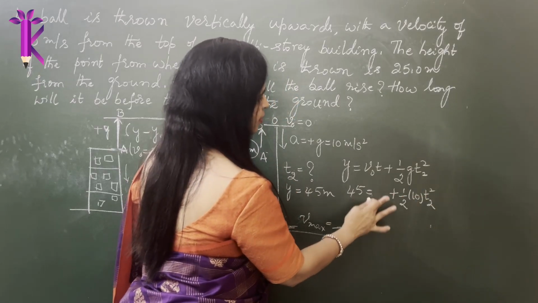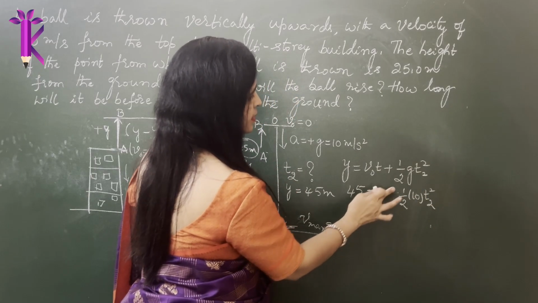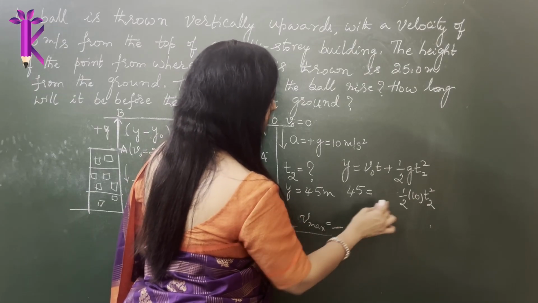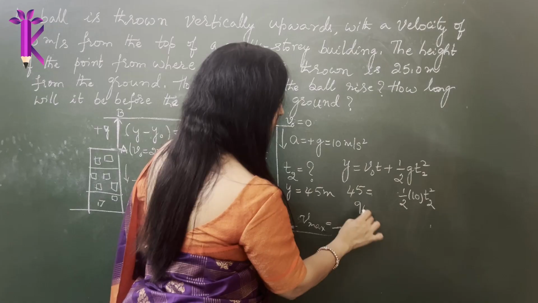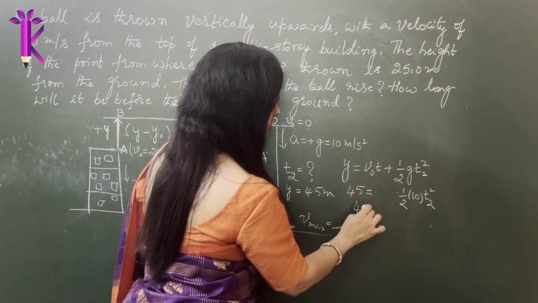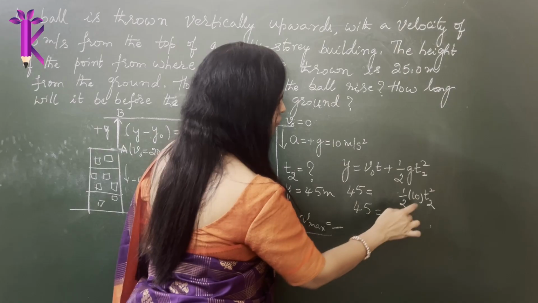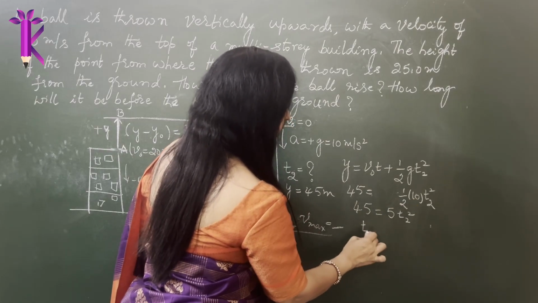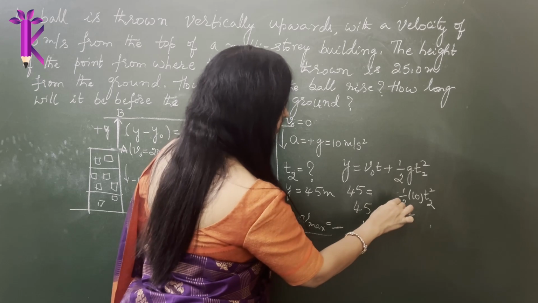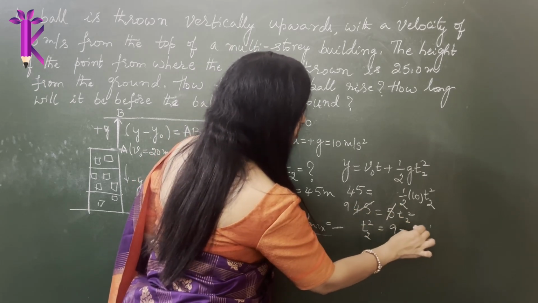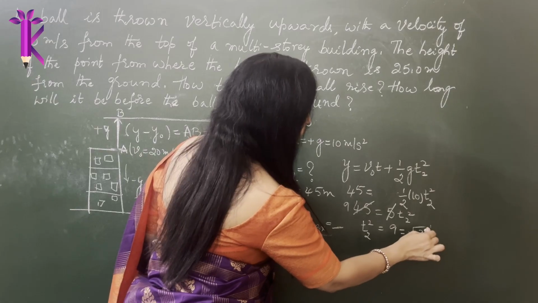So if you remove that 0, you just have half 10 T2 square. If you multiply this half into 45, or you can do this thing here only, 45 half 10 will be 5 T2 square. So T2 square is nothing but 45 divided by 5. 5 ones are 5, 5 nines are 45, it is 9, which is nothing but square root of 3 square.